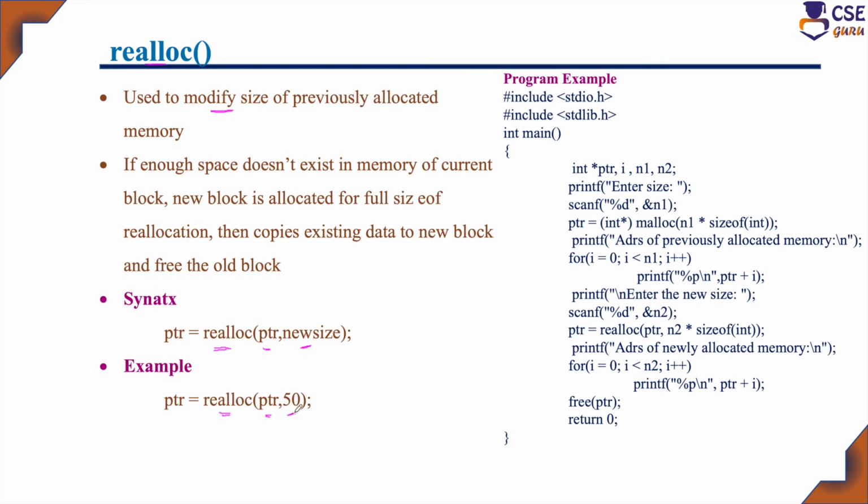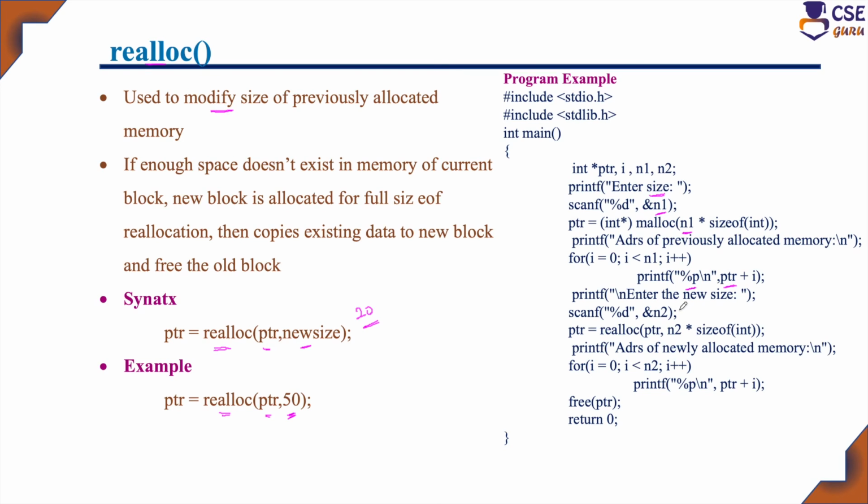For example, realloc pointer, size equal to 50. Suppose I have allocated 20 and it is not enough, mention the extra size here. Okay, so for example, here, enter the size, we will get it as n1. So according to n1, you are allocating the memory space using the malloc function, and here it will allocate the memory space. Okay, here it will print the address. Suppose the size is not enough, during execution you may require a new size, an extra size, then enter the new size using the realloc function.